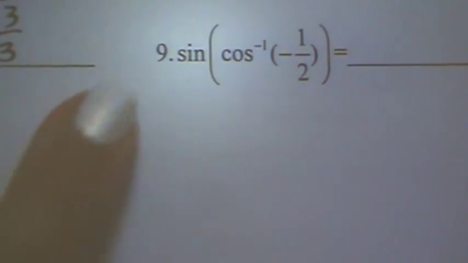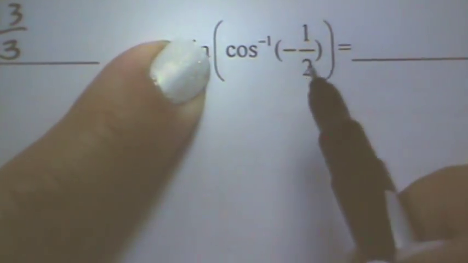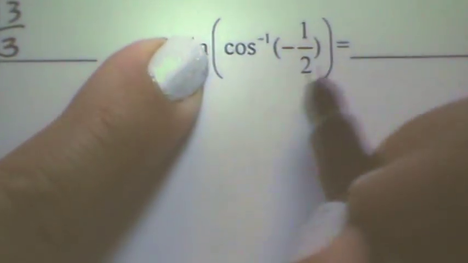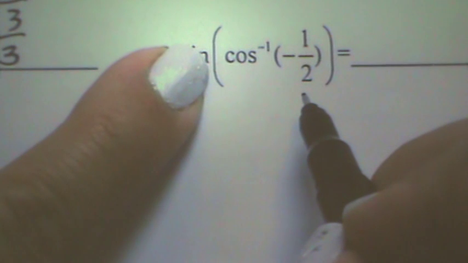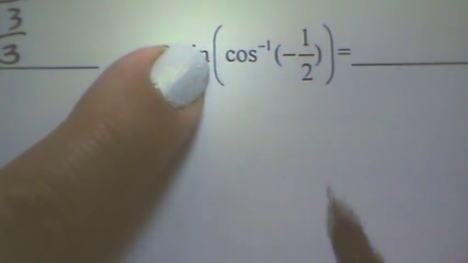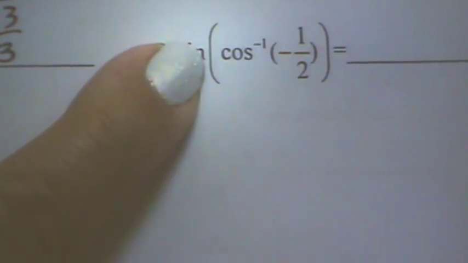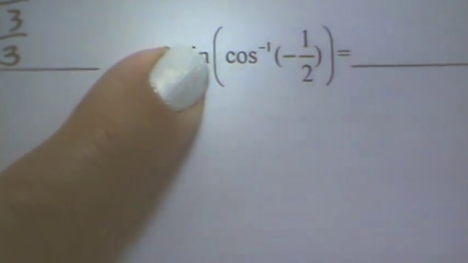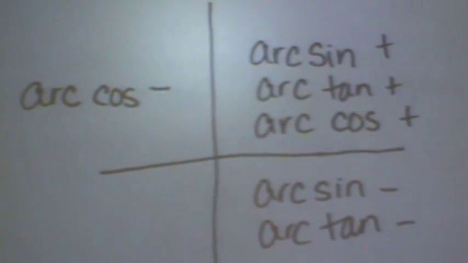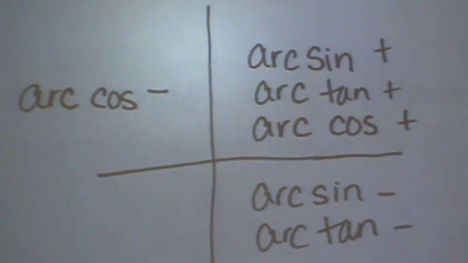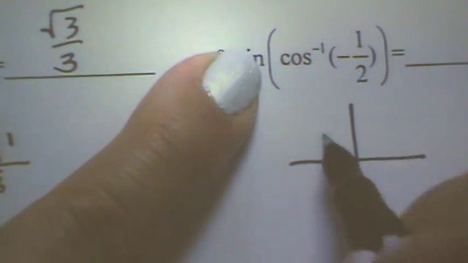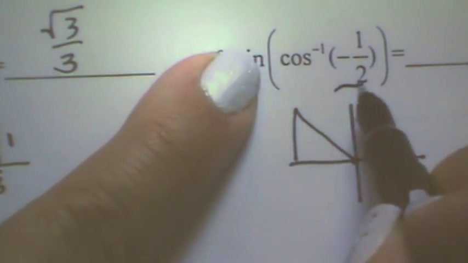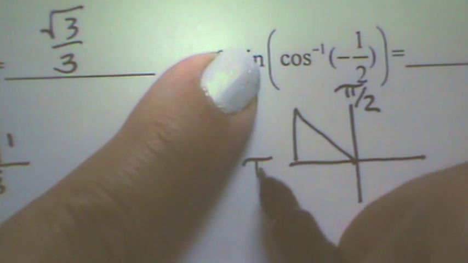Okay, next one. This is an inverse problem. What quadrant are we in? Are we in 1? We're in 4? We're in 2. If it's negative, you're an angle in quadrant 2. So you are an angle in quadrant 2, and all the angles in quadrant 2 are between pi over 2 and pi.